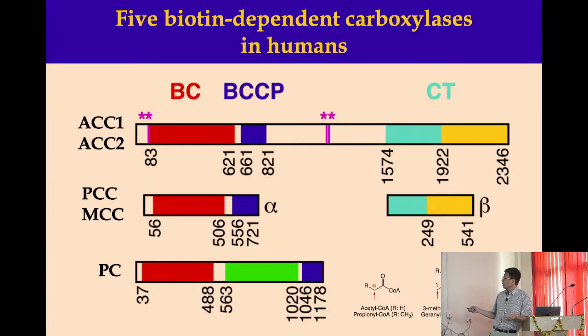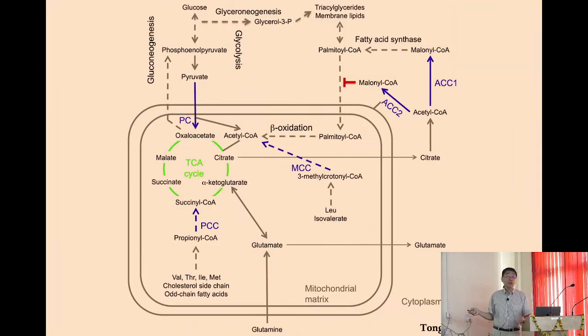Okay? And then the 5th enzyme is called PC, pyruvate carboxylase. In this case, the carboxyl acceptor is pyruvate, not a CoA ester. As a result, it has the same BC domain, but the CT is entirely different, because this CT recognizes CoA esters and that CT recognizes pyruvate. So it's a completely different kind of enzyme. If I have time in the second session, I'll tell you about PC. But anyway, first, what do they do?